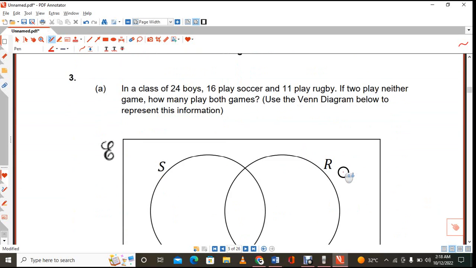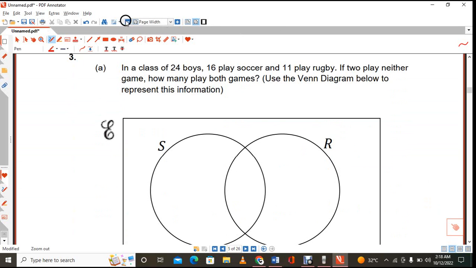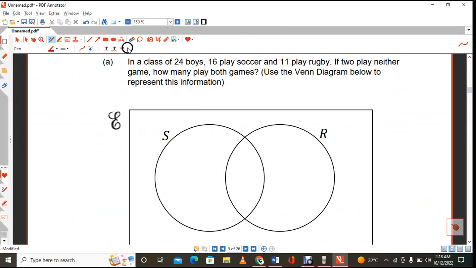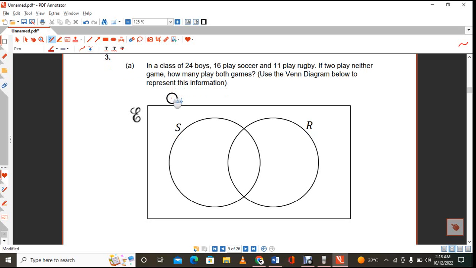Question 3. Well, they've got some Venn diagrams here. Perhaps we can make this a bit smaller. In a class of 24 boys, 16 play soccer. So I'm going to come here and say that's 16. 11 of them play rugby. If 2 play neither, that 2 comes in this region. How many play both games?